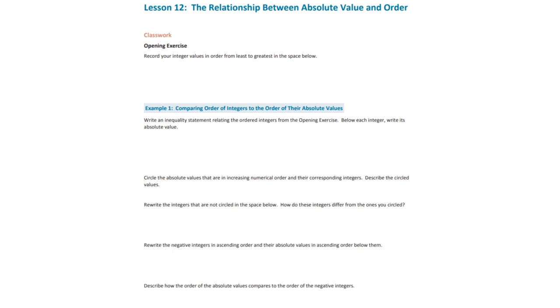All right, looking at lesson 12, we have the relationship between absolute value and order. So I'm going to pick some random numbers. We'll take a look at how they order each other, right? So I'm going to go with negative 13, 8, 6, 5, negative 3, negative 7, and 3.